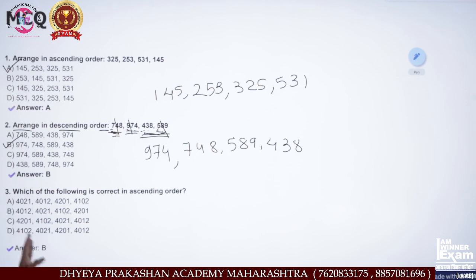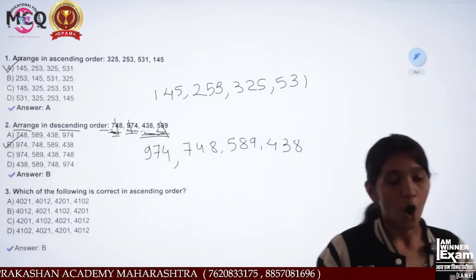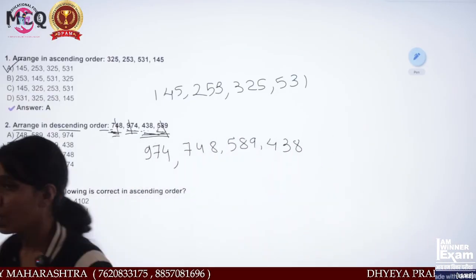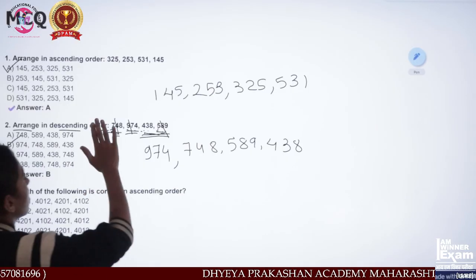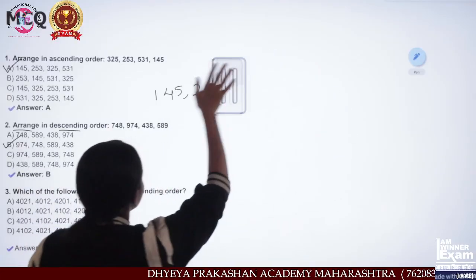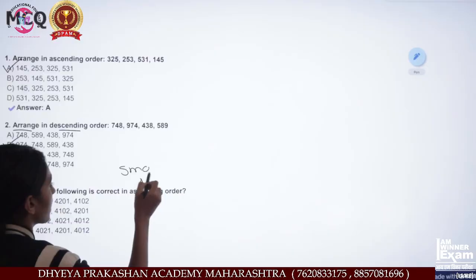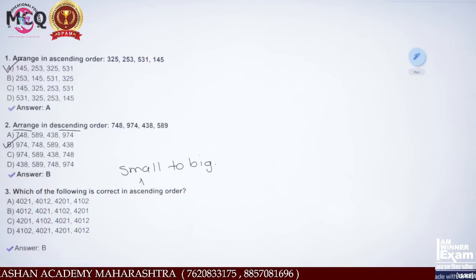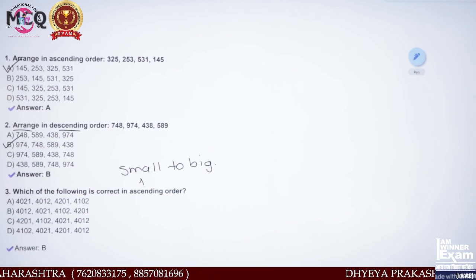Which of the following is correct in ascending order? We have to find the option that is in the correct ascending order. First of all, look at the first option. As we know, ascending order starts from smallest. Ascending is from small to big. Then let's take a look at option A.